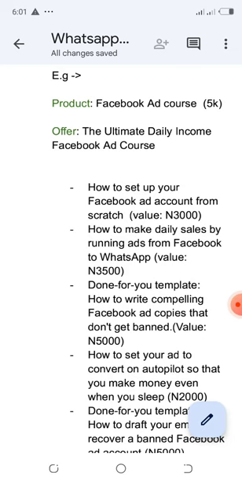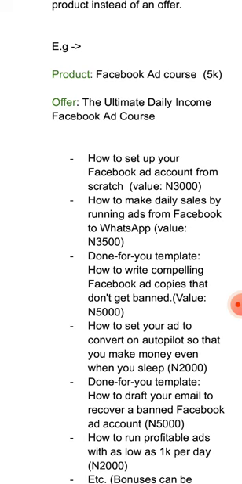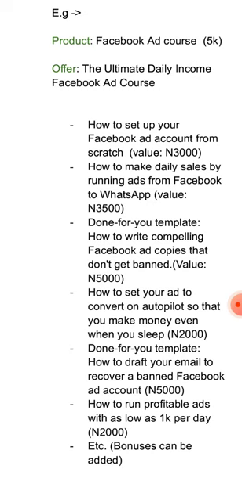Now, a lot of people will be like, I don't have a website, so I want to be running ads from my Facebook to my WhatsApp. Then I'll say, done-for-you template, how to write compelling Facebook ad copies that don't get banned. A lot of people must have tried to write Facebook ad copies, but then they received a ban, or they've heard of people's ad accounts getting banned, and they are like, how am I going to do this? What kind of copy should I write? What should my copy contain? So I'm telling them, see, I've already written different copies for you. I've written a template for you. All you have to do is fill in the space, and it's 5,000 naira.